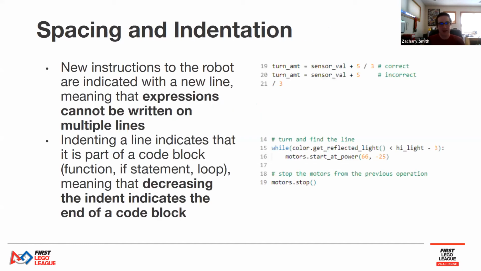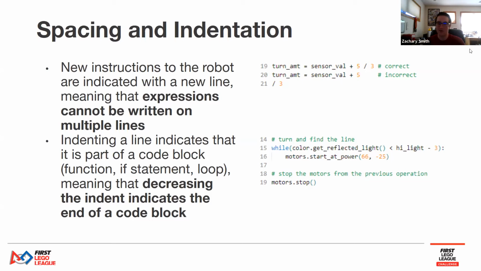One thing to keep in mind about Python, it is very specific about how it wants its spacing and indentation. If you're familiar with any other programming languages like C or Java, those ones you can generally put spaces, new line breaks, indentation wherever you want, and the program will automatically be able to figure out what you mean. Python uses those spaces, indentations, and new lines to specify where new lines start, where different code blocks end. So new instructions to the robot are indicated with a new line, meaning that the expressions you write out cannot be broken up onto multiple lines.